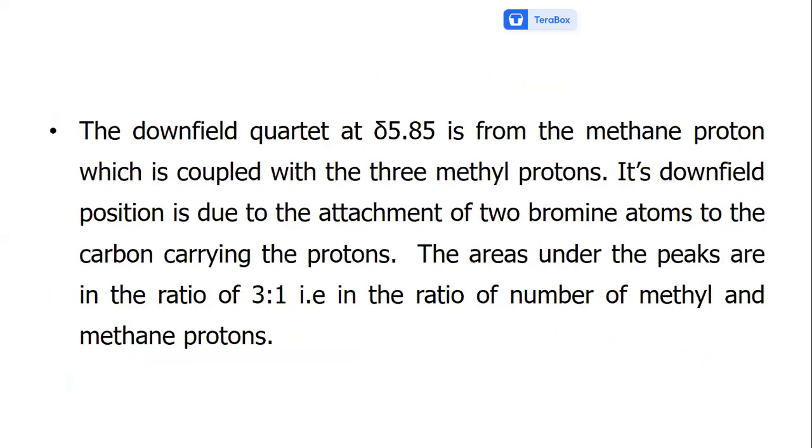The downfield quartet at delta value 5.85 is from the methine proton, which is coupled with the three methyl protons. Its downfield position is due to attachment of two bromine atoms to the carbon carrying the proton. The areas under the peaks are in the ratio of 3:1, that is, in the ratio of the number of methyl and methine protons.